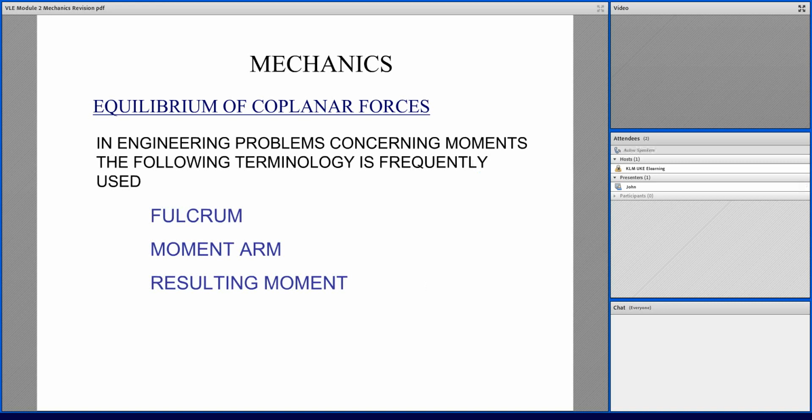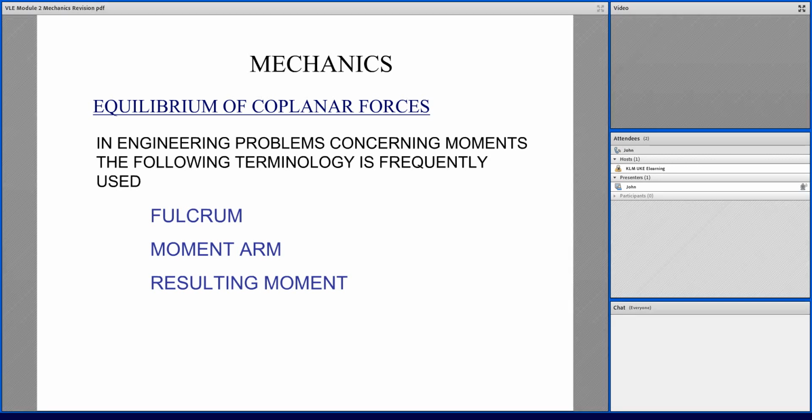Okay then. Another thing that can help us with solving these engineering problems is some terminology. In engineering problems concerning moments, and in this case equilibrium of coplanar forces, the following terminology is usually used: the fulcrum, which is basically the point or the axis about which the rotation takes place, and the moment arm, sometimes known as a lever arm.